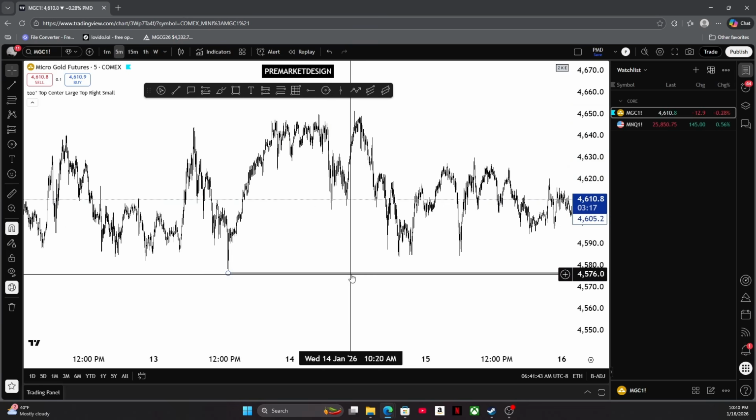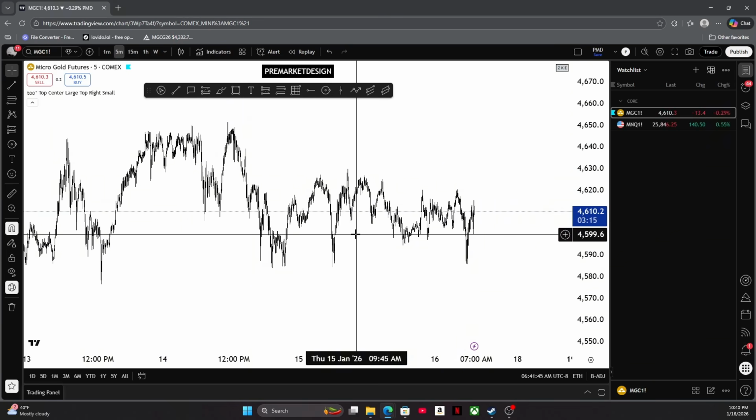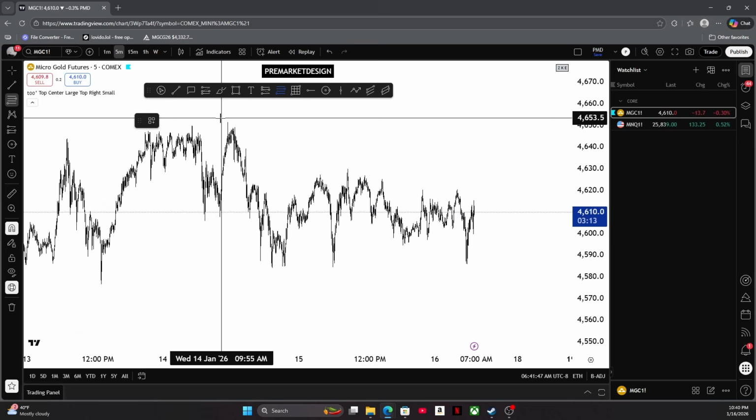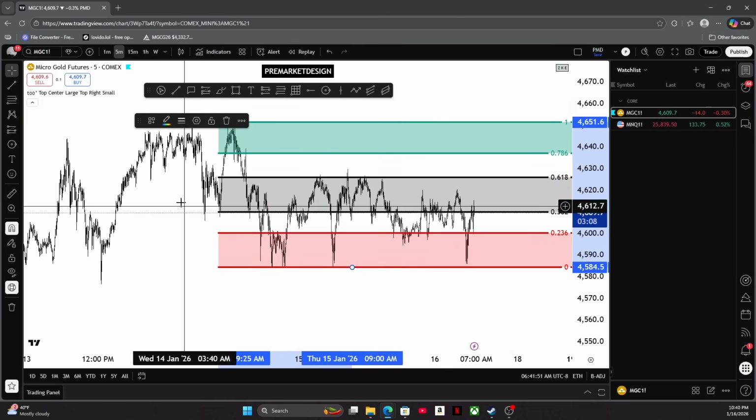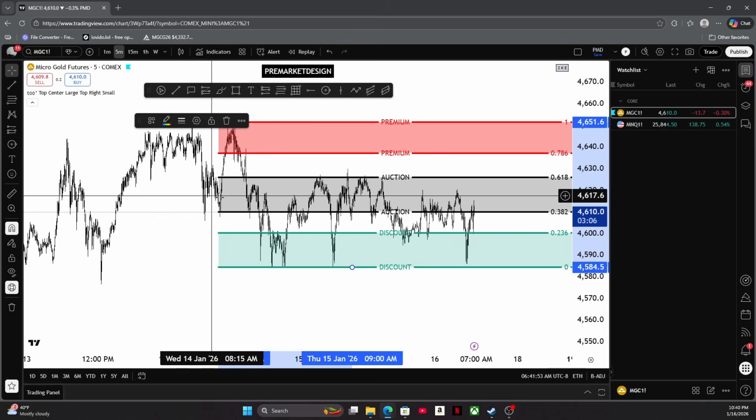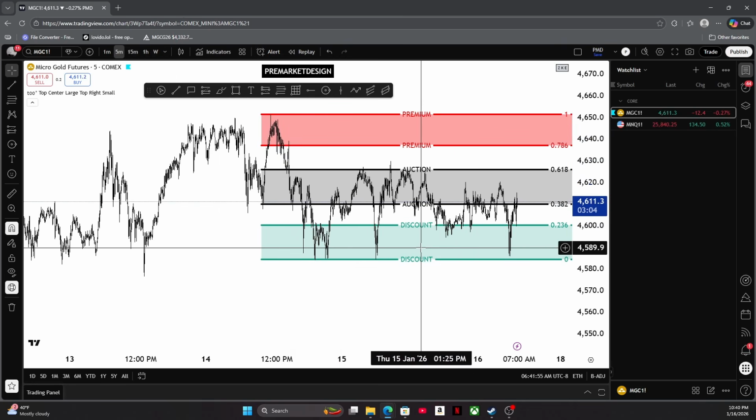Or you can draw a bearish fib. You can draw it out from here, from top down to bottom. Bearish fib. And then you can utilize your chart like this. There's multiple ways you can utilize your chart.